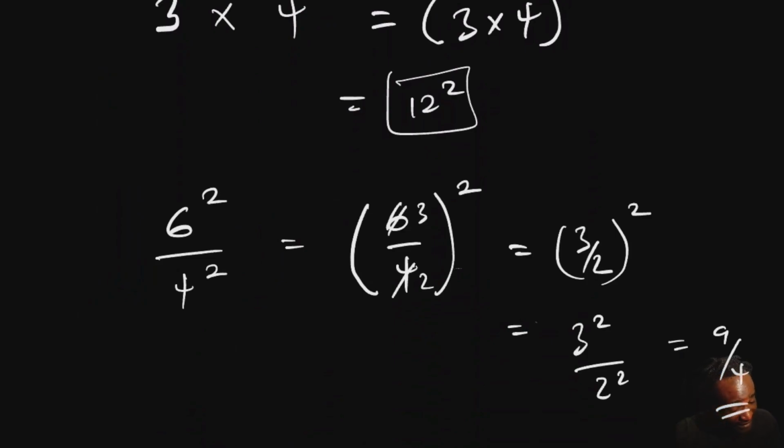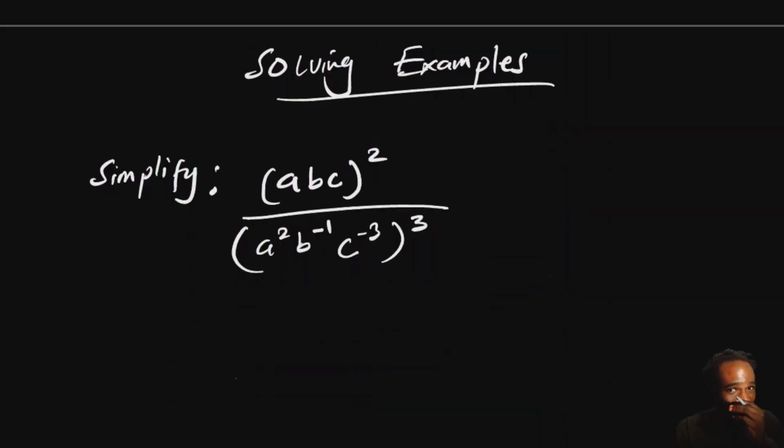So we can confidently say that 6 raised to the power 2 over 4 raised to the power 2 is 9 over 4, or 3 raised to the power 2 over 2 raised to the power 2. Now let us solve some questions.